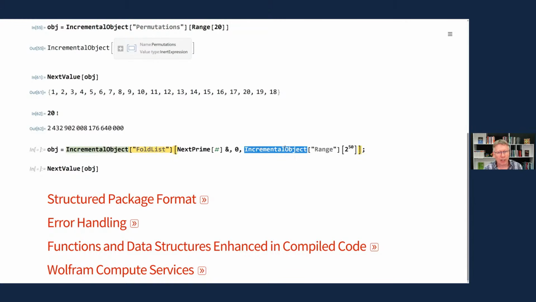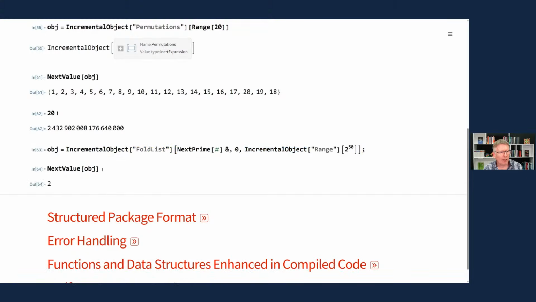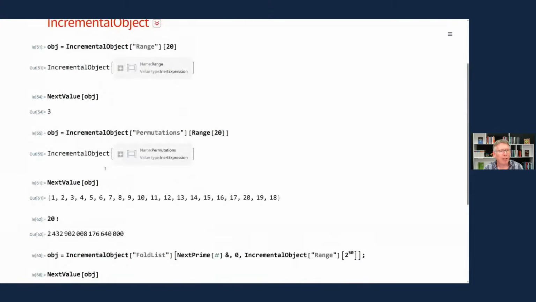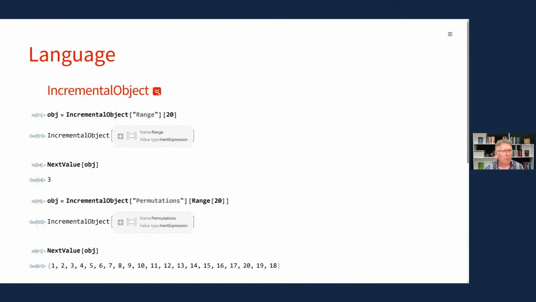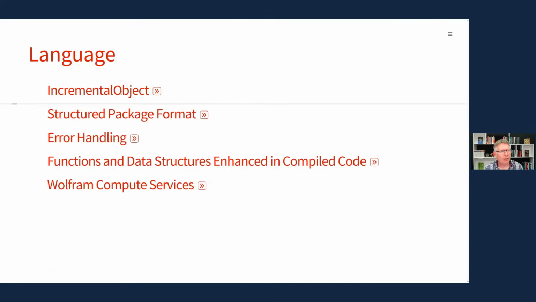So here I'm doing something that ranges through integers, but folds in the next prime number and gives me an incremental object that goes through primes automatically. So very small, convenient thing for search type code that you're writing.